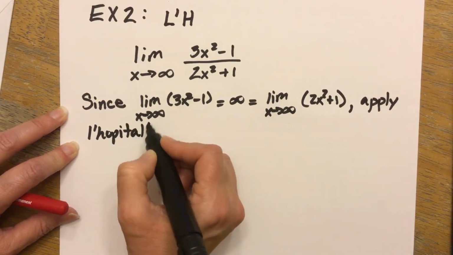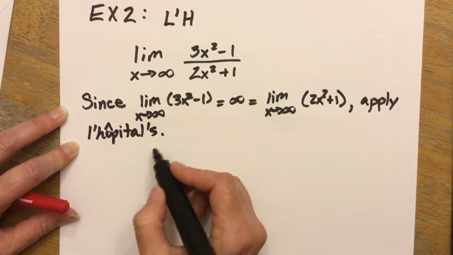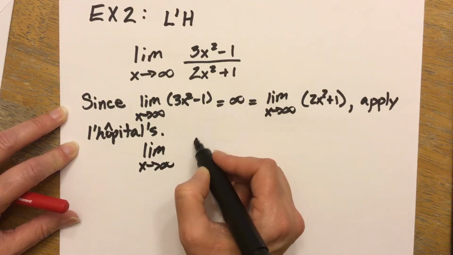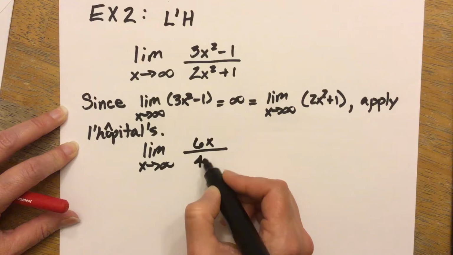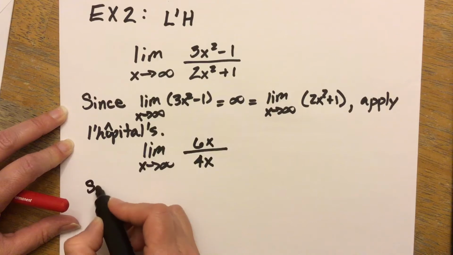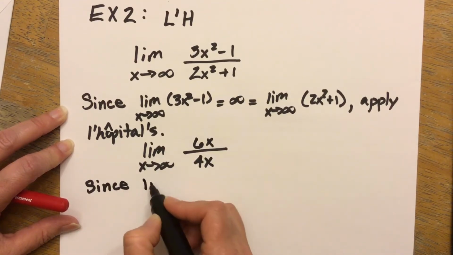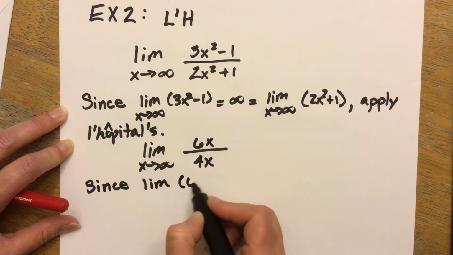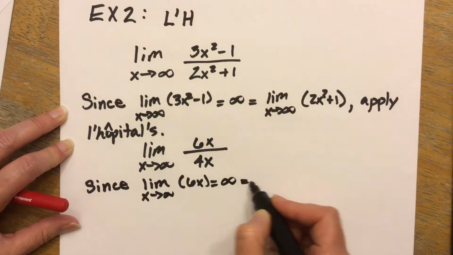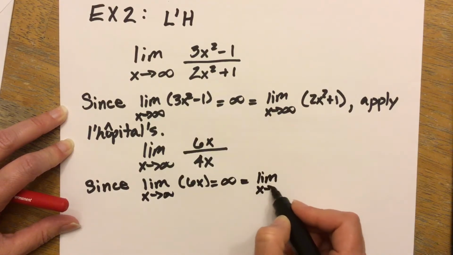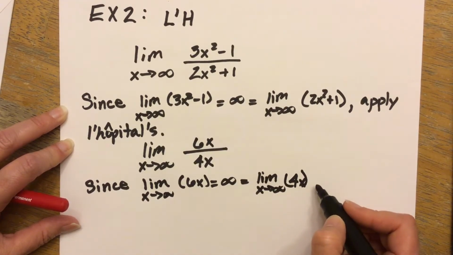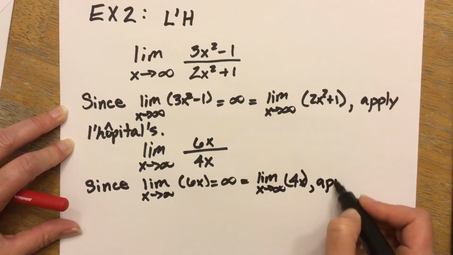So L'Hopital says do the derivative of the top and the derivative of the bottom. So we have the limit as x approaches infinity of 6x on top of 4x. Looking at the indeterminate form again, since the limit of 6x as x approaches infinity equals infinity, which is equal to the limit of the denominator, they're both equal to infinity, so we have that indeterminate form again of infinity over infinity, we can apply L'Hopital's again.